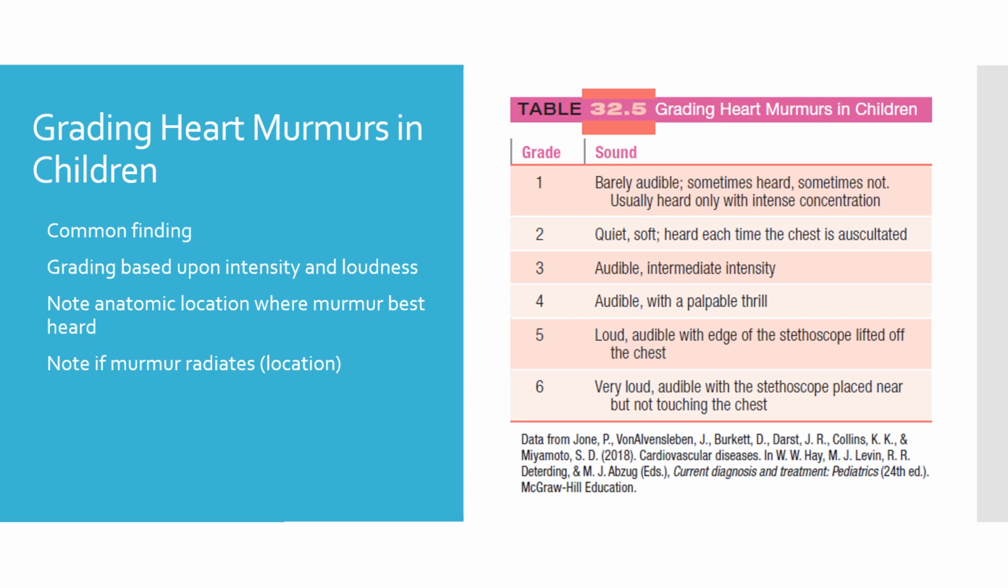We're going to grade our murmurs based on intensity and loudness. We want to note where that murmur is located, and if that murmur is radiating to a different location. We'll talk quite a bit about murmurs when we get into our cardiac chapter. But just be aware that there are 1 to 6 grades for that murmur, and it's based on the intensity and the loudness.